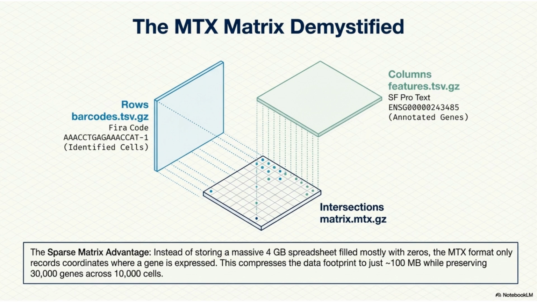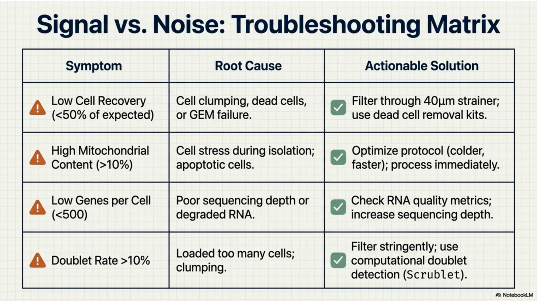The MTX matrix format is an efficient way to store expression data. Instead of a massive spreadsheet full of zeros, the sparse matrix format only records the non-zero coordinates where a gene is expressed. The count matrix is defined by rows of barcodes, columns of features, and intersections of counts in the matrix.mtx file.